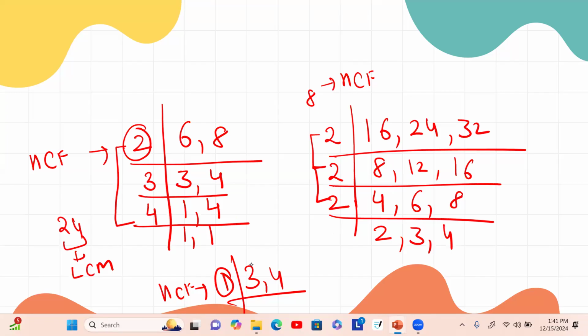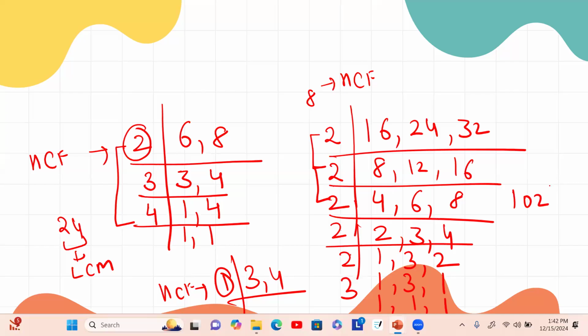Suppose I talk about this, again the same thing. 2 ones are 2, 3 as it is, 2 twos are 4. Again, 1 as it is, 3 as it is, 2 ones are 2. 1 as it is, 1 as it is, 1 as it is. I got all 1s. So 2 twos are 4, 2s are 8, 2s are 16, and then multiplying by 3s and 4 threes are 12, the product comes to 102. So the LCM of these three numbers is this.